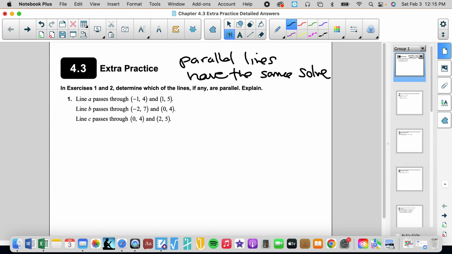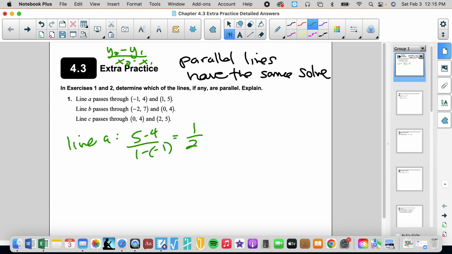So let's start off with line A. The way we find the slope is we're going to use the two points. We're going to do y2 minus y1 over x2 minus x1. So that would give us 5 - 4 over 1 - 1, which gives us 1/2. So line A has a slope of 1/2. Let's do line B. Line B is going to be 4 - 7 over 0 - -2. 4 - 7 is -3 over +2.